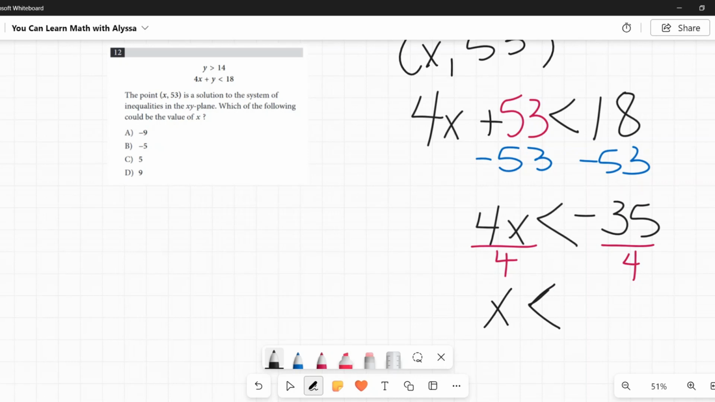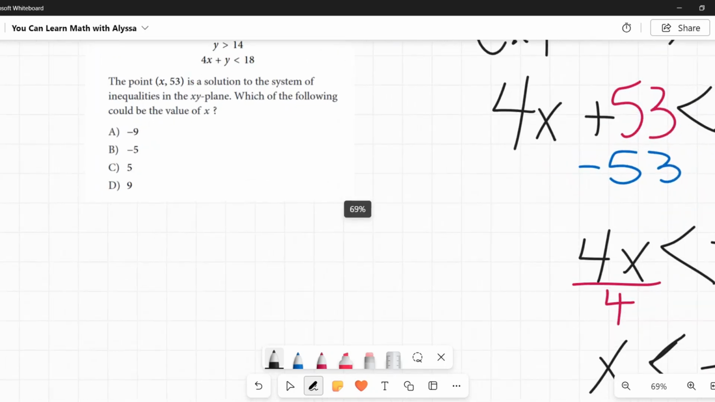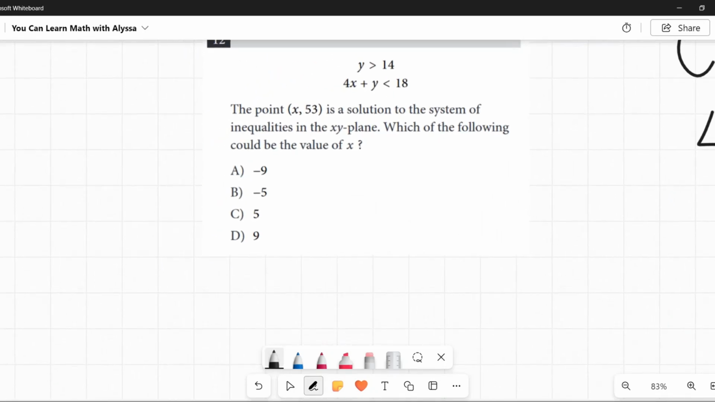So negative 35 divided by 4 is negative 8 3/4. So what I have learned is that when y is 53, x must be less than negative 8 3/4. Which of these makes that true? The only one that is less than negative 8 3/4 is A, negative 9. And that's my answer.